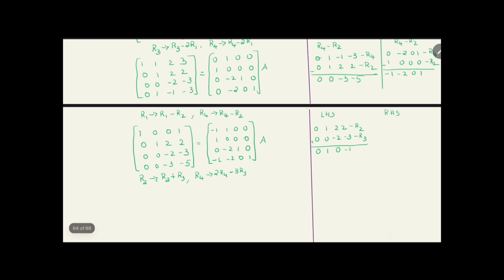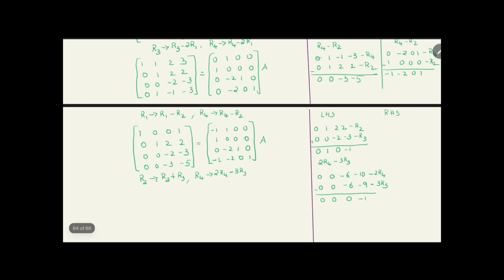Now what is the second operation for fourth row? It is 2R4 minus 3R3. Okay, 2 into R4, that is 0, 0, minus 6, minus 10. This is 2R4. And 3R3, it is 0, 0, minus 6, and I should multiply the 3, minus 9. Okay, so this is 3R3. I should subtract these two. 0, 0, minus 6. When I subtract minus 6, this becomes 0. Okay, and minus 10 plus 9, it becomes minus 1 here.